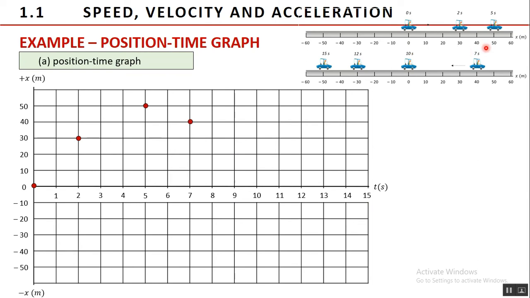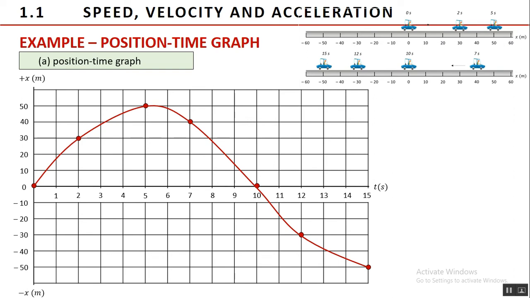Then the car started to move backwards. And at 7 seconds, 40 meters. At 10 seconds, the car has returned to origin. At 12 seconds, negative 30 meters. And lastly, at 15 seconds, negative 50 meters.